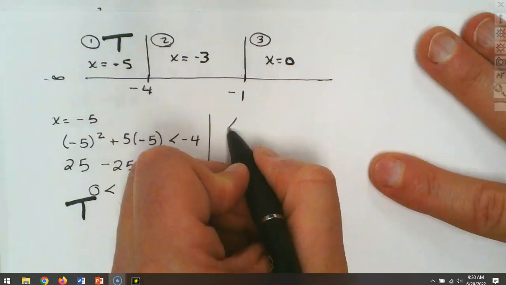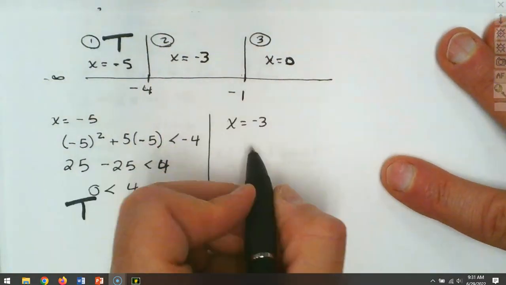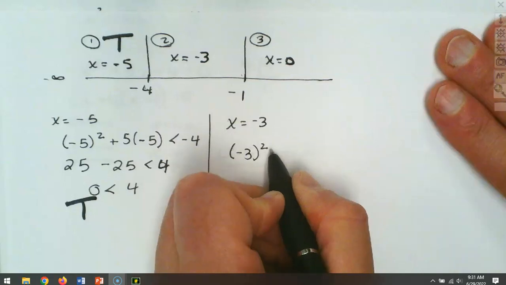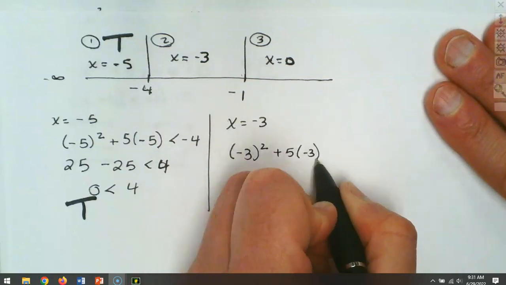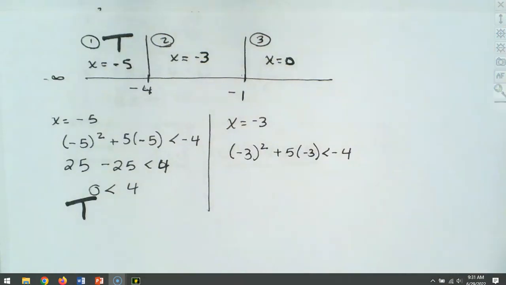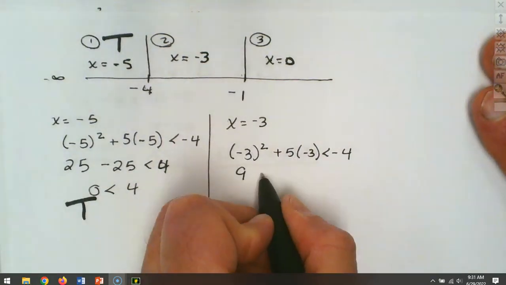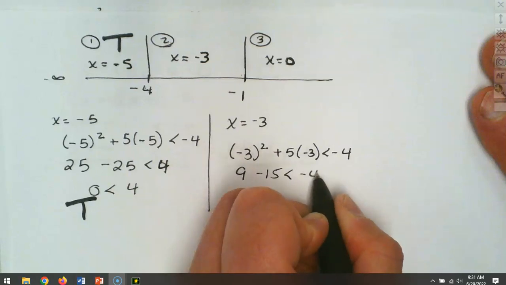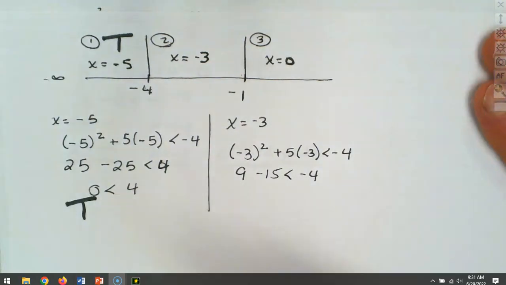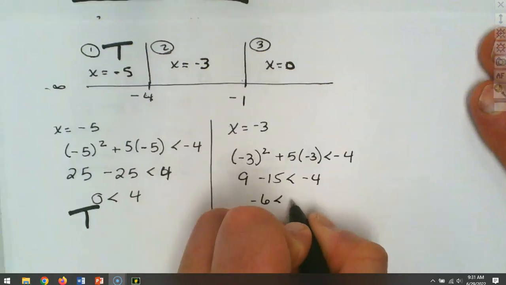Now we check the negative 3. Most of the time, but not always, they're going to switch back and forth between true and false. But you have to be careful because it doesn't always do that. In most cases, it goes true, false, true, or false, true, false, but not every single time. So you have to check. 3 squared is 9. 5 times a negative 3, well, that's a negative 15. And 9 minus 15 makes it a minus 6.